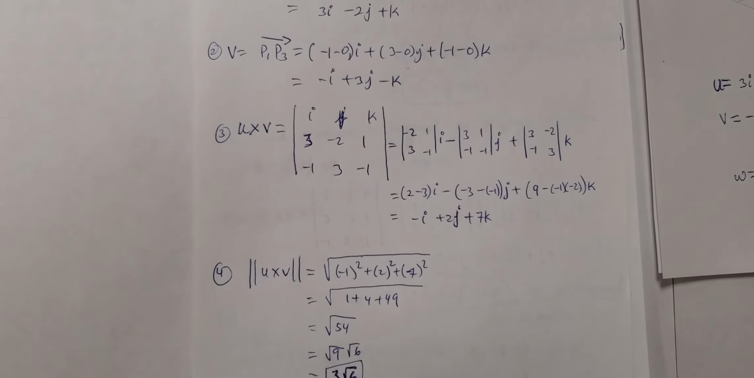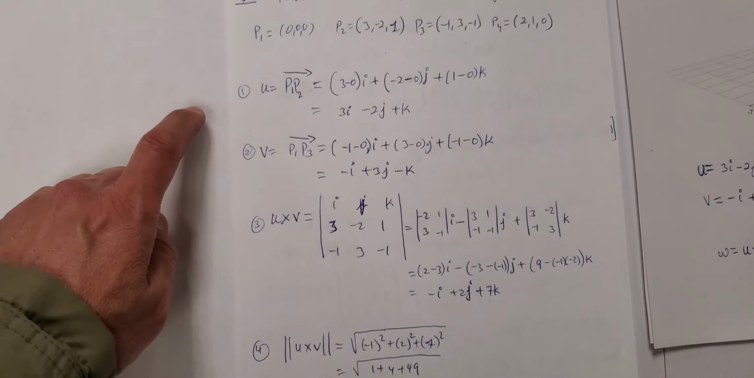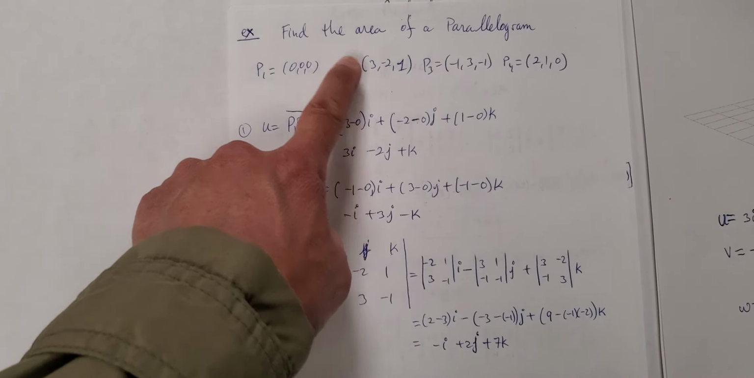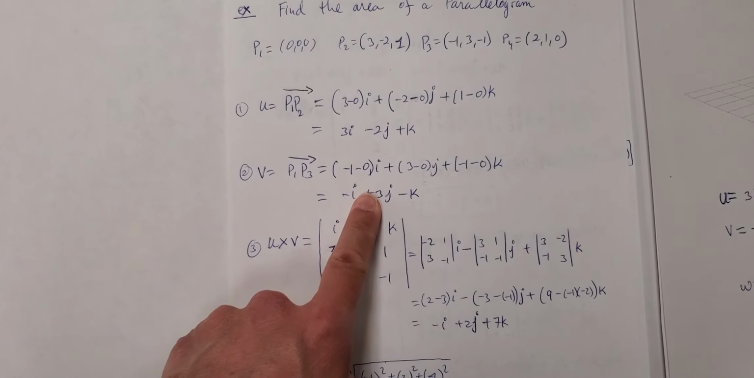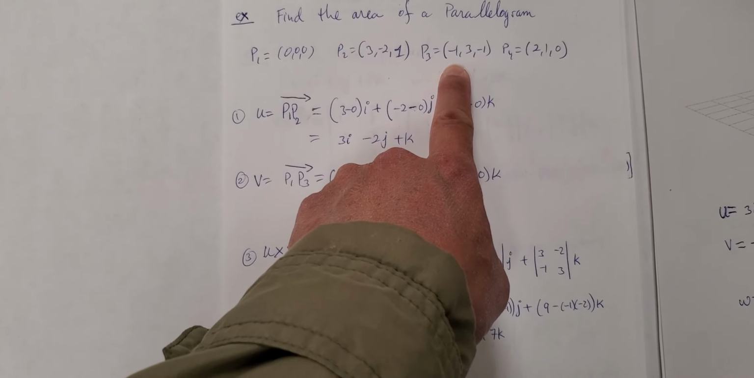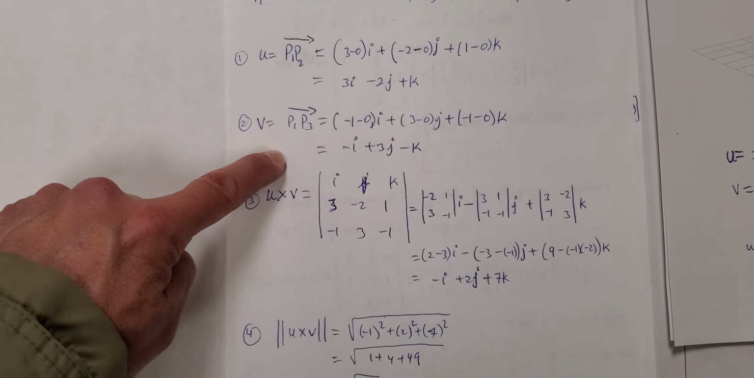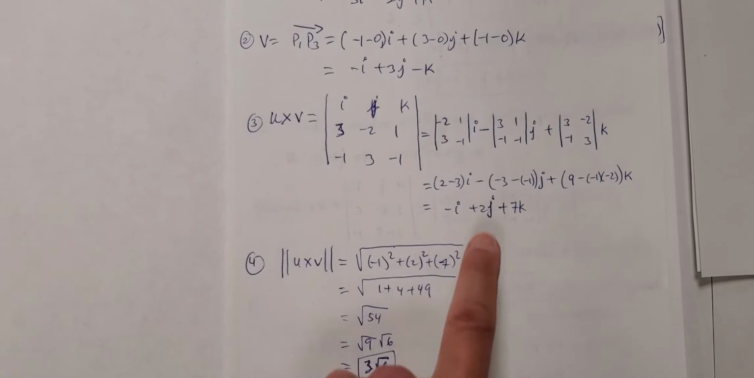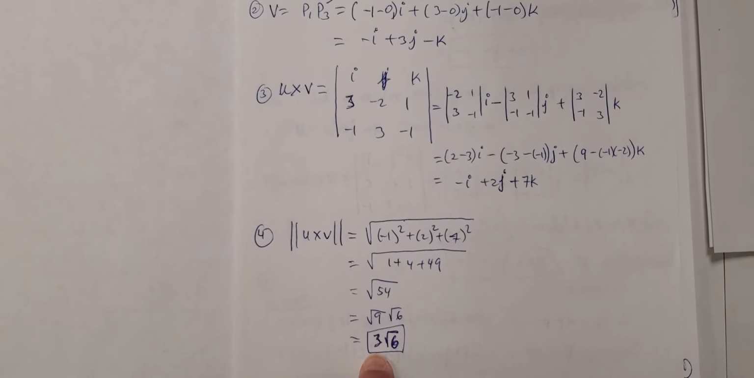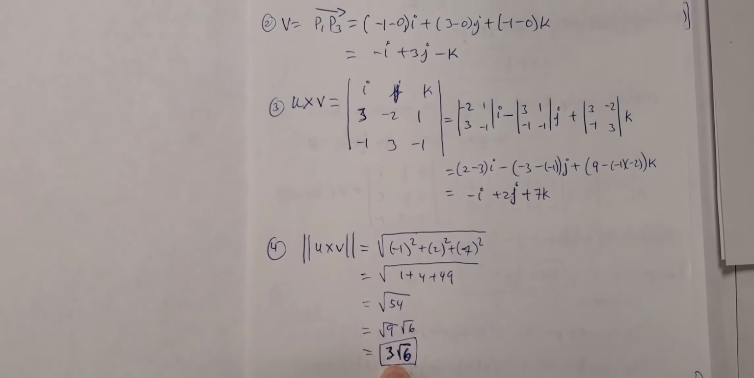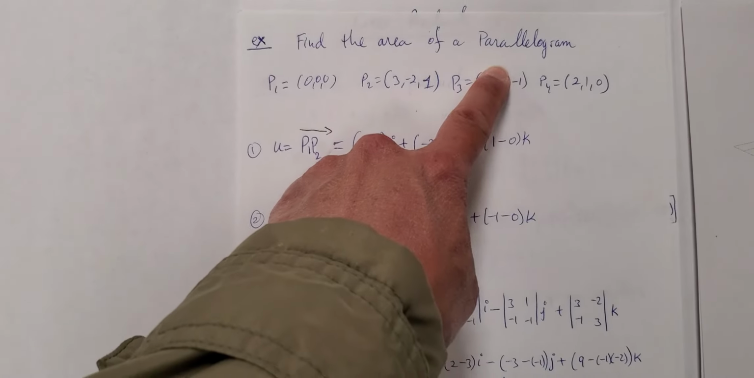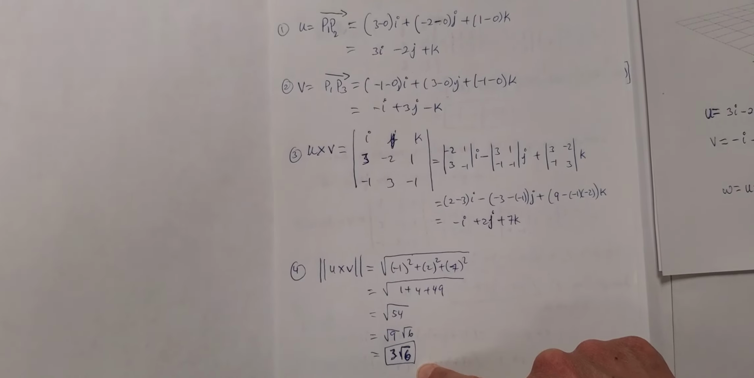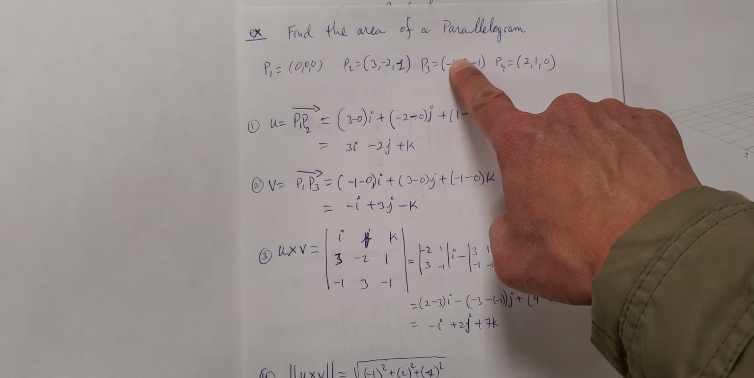Here in this example you have to do 4 steps. The first step is find the first vector from the first point to the second point. Find the second vector from the first point to the third point. Use these two vectors to find the cross product. Once you have the cross product, find the magnitude of it, which will become the area of the parallelogram. So this is the answer that we need, the area of this parallelogram.